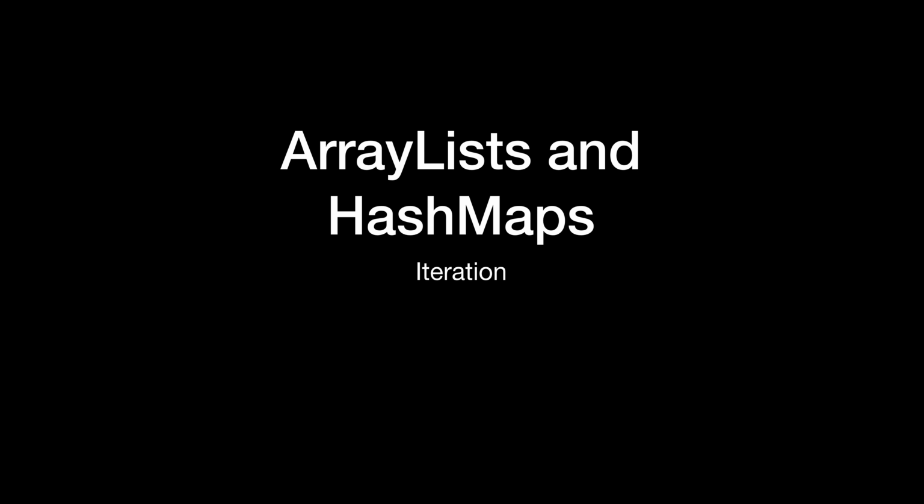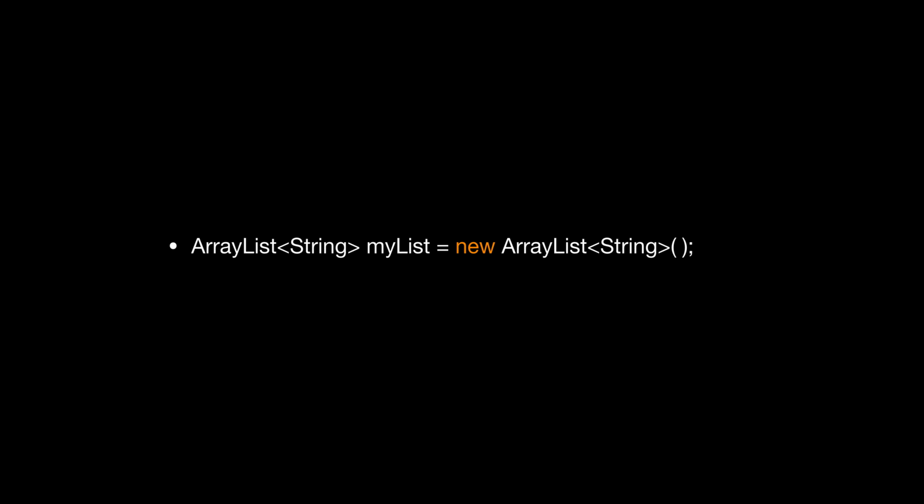We'll be going over array lists, iterations, and hash maps. So first, let's look at how to declare an array list. You want to use one, you've used one many times before.